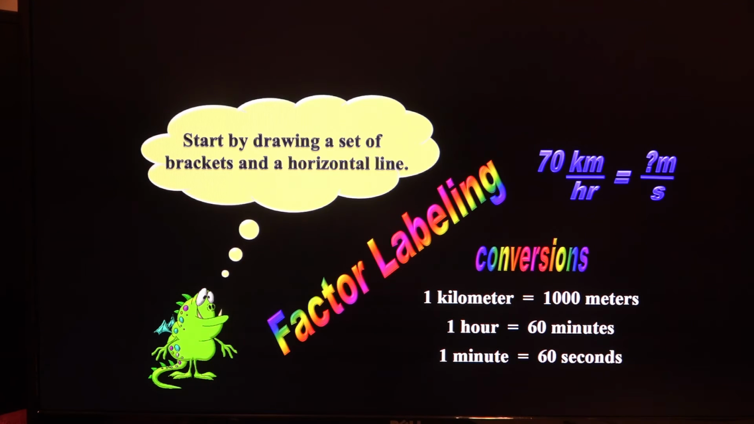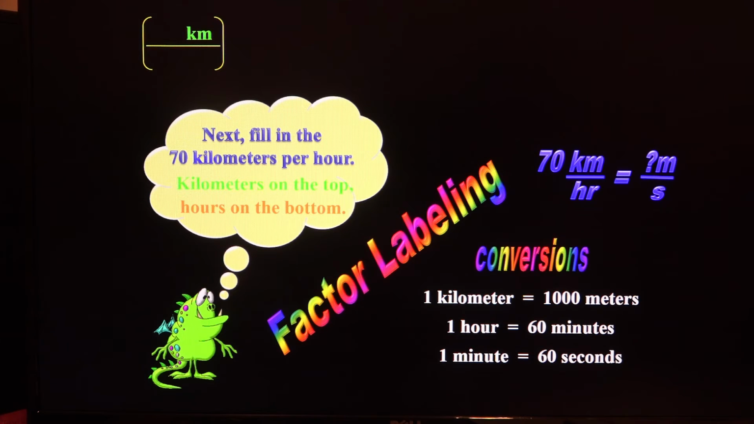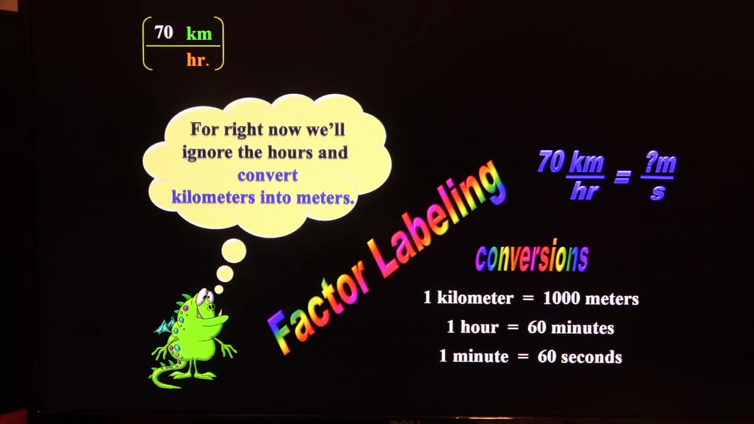Start by drawing a set of brackets and a horizontal line. Next, fill in the 70 kilometers per hour. Kilometers on the top, hours on the bottom. So we have 70 kilometers per hour. For right now, we'll ignore hours and convert kilometers into meters.